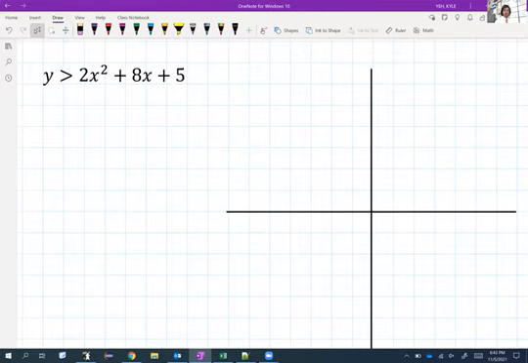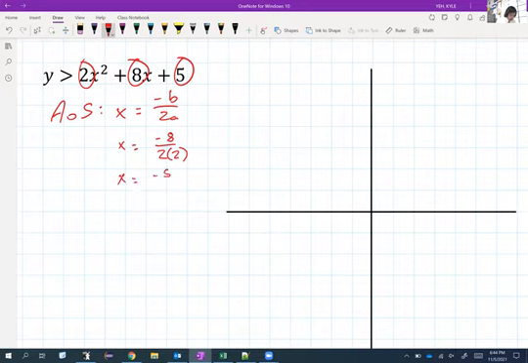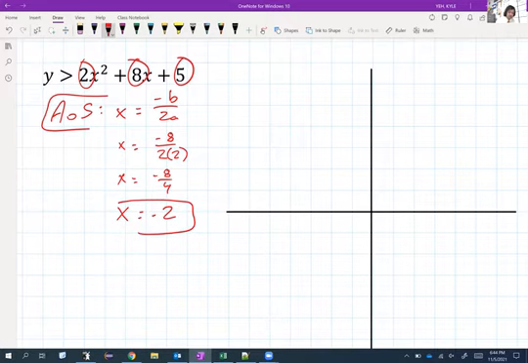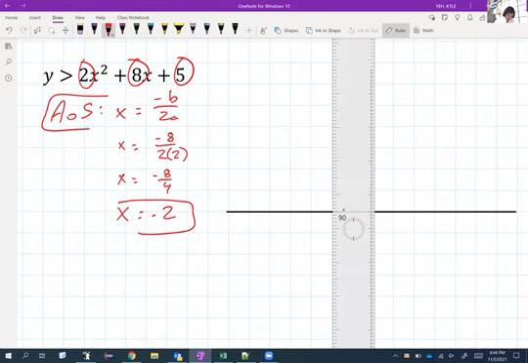Two variable inequality, got y's and x's. Y's by itself. So let's get started. Step one, we're going to find the axis of symmetry, which, if you remember, is always at x equals negative b over 2a. So in this problem, a is 2, b is 8, c is 5, so that will be x equals negative 8 over 2 times 2, or negative 8 over 4, x equals negative 2. That is going to be my axis of symmetry on this problem. So I grab my ruler, and draw a dashed line there at x equals negative 2.